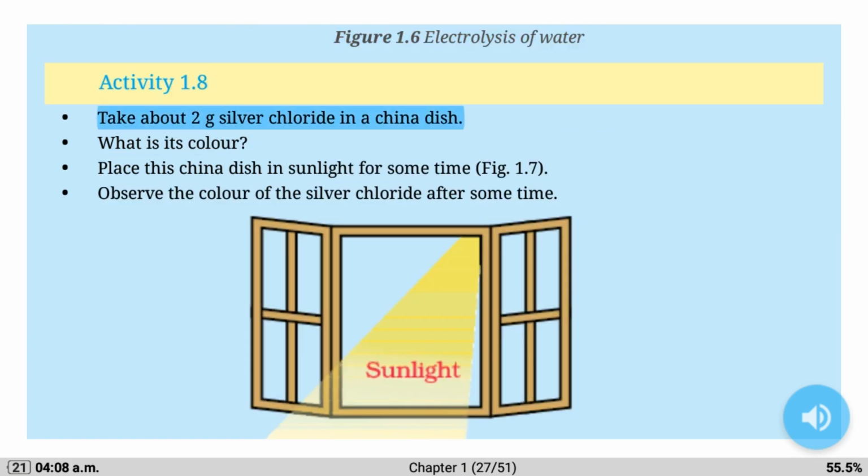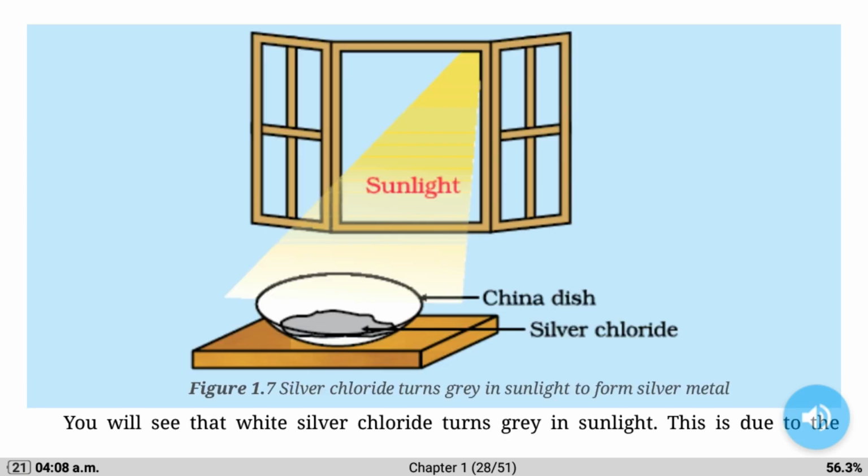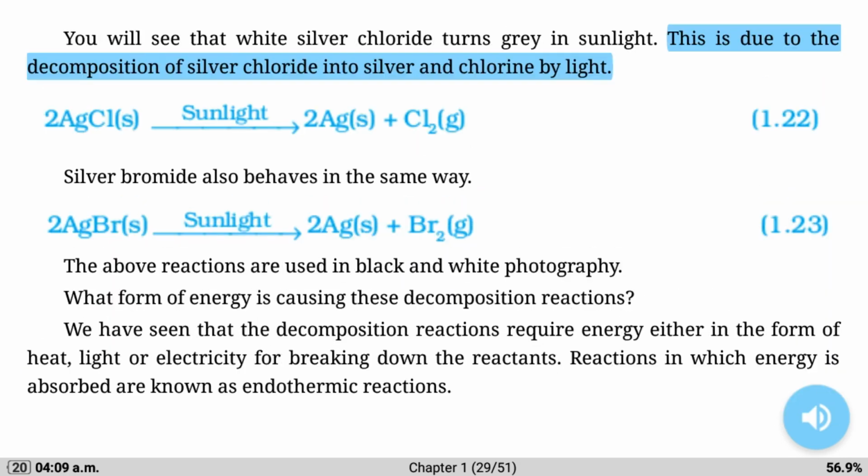Activity 1.8. Take about 2 grams silver chloride in a china dish. What is its color? Place this china dish in sunlight for some time. Fig. 1.7. Observe the color of the silver chloride after some time. Figure 1.7. Silver chloride turns gray in sunlight to form silver metal. You will see that white silver chloride turns gray in sunlight. This is due to the decomposition of silver chloride into silver and chlorine by light.